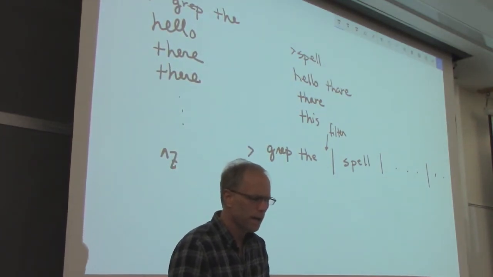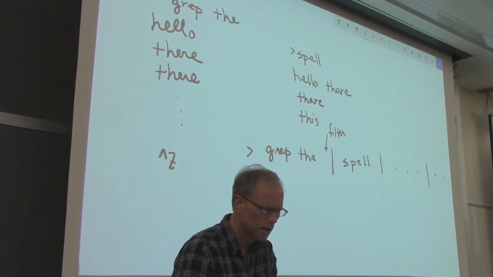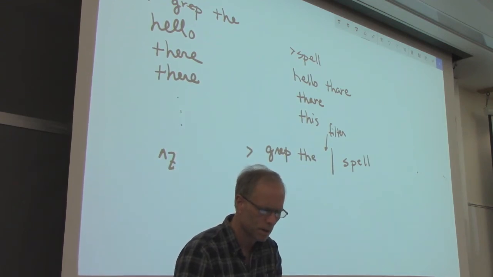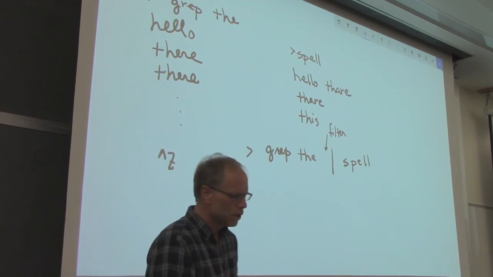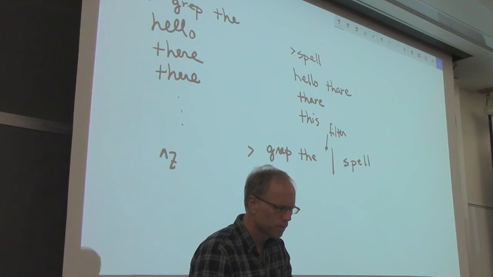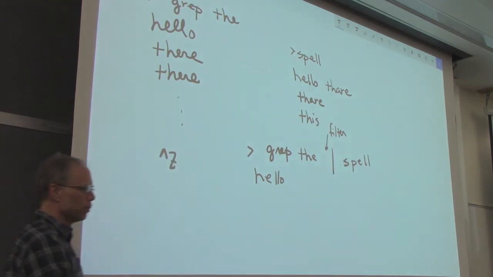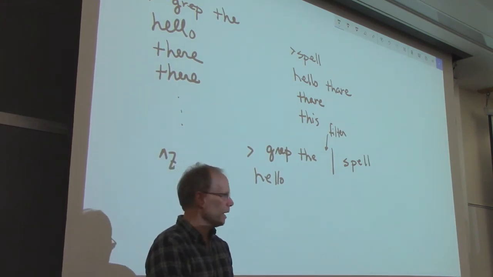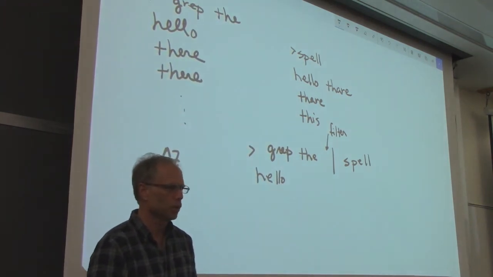So what's going to happen if we do this? Let me get rid of this stuff here. So suppose we have this situation, and the first thing I type is hello, and I hit enter. What output will appear, if any? None, because grep won't put anything out, and so spell's not going to see any misspelled words.